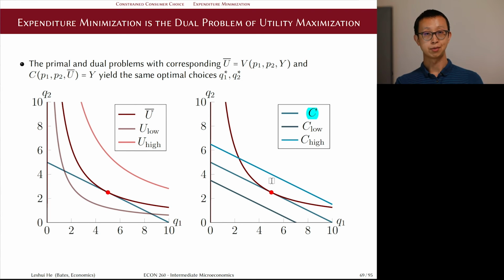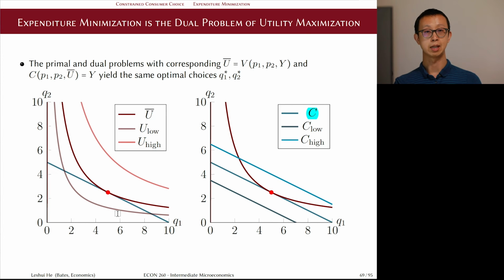This pair of graphs is showing us that it doesn't matter if we start with a fixed budget level and try to reach the highest level of indifference curve, or if we start with that particular level of indifference curve and try to minimize the expenditure, we would land on exactly the same choice.